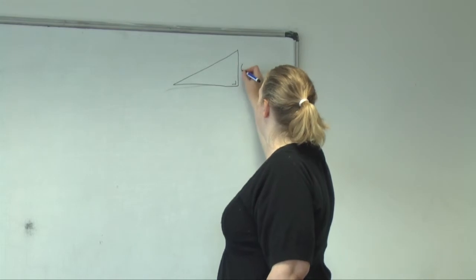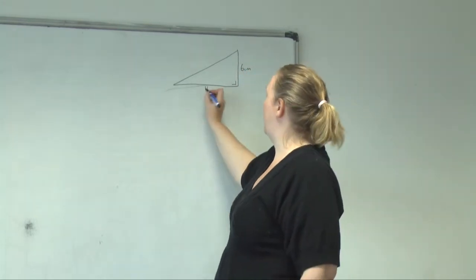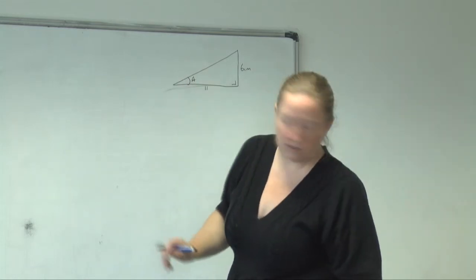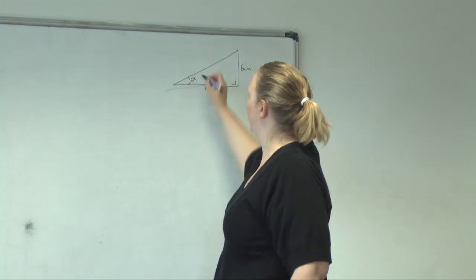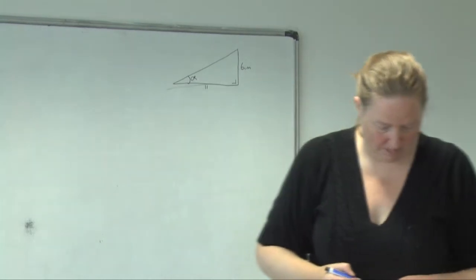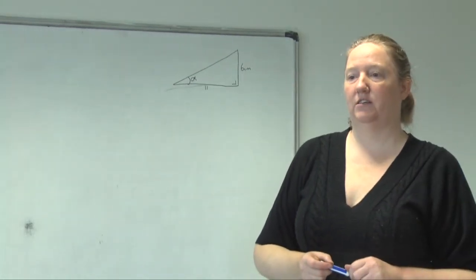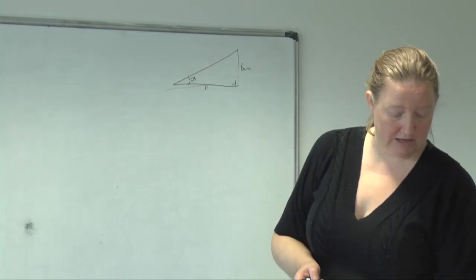This is 6. This is 11. I'm going to tell you that the angle here is A. I don't know if it gives you that weird symbol for angle. Okay? Find the angle correct to the nearest degree. Okay, so this is where you have to use sine, cosine, or tan.